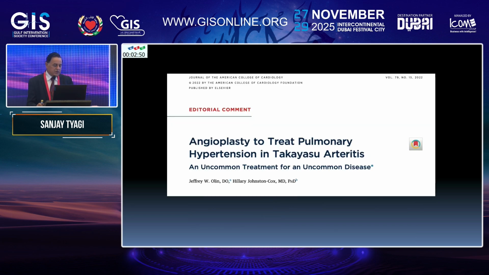Recently, there was an editorial in the JACC on balloon angioplasty for treatment of pulmonary artery hypertension. After our case, this pulmonary artery angioplasty is now being done in several other centers, and a series was published from China, and therefore there was an editorial on this in JACC, which showed that pulmonary artery hypertension can be relieved in patients with Takayasu's arteritis and is a safe and very effective treatment for this disease.